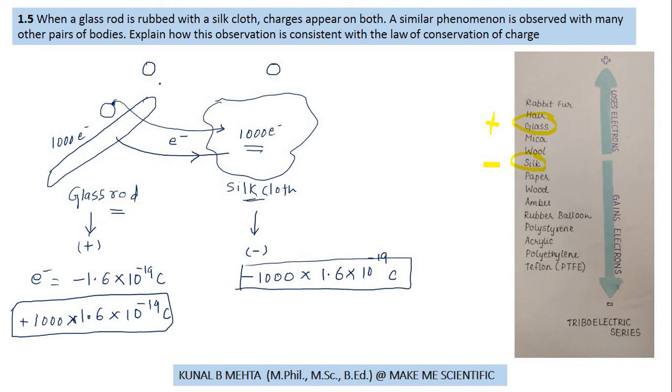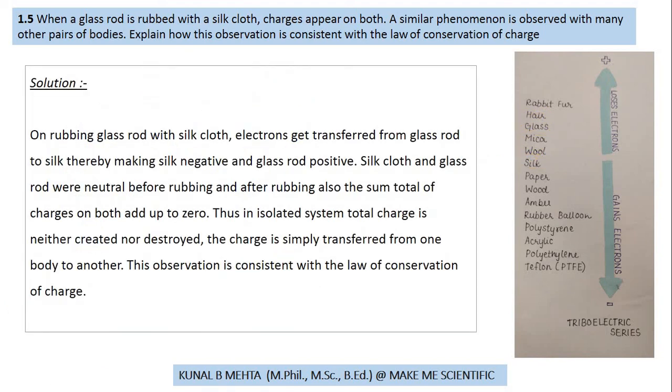Before the rubbing process, individually they had 0 charge. After rubbing, they have positive and negative charges appearing in them, but if you add them up, the total charge again becomes 0. This means that in the isolated system, no charges are being added and no charges are leaving the system. Here the system is the glass rod and the silk. So if you want to put it in words, here it is. And this is perfectly consistent with the law of conservation of charge.